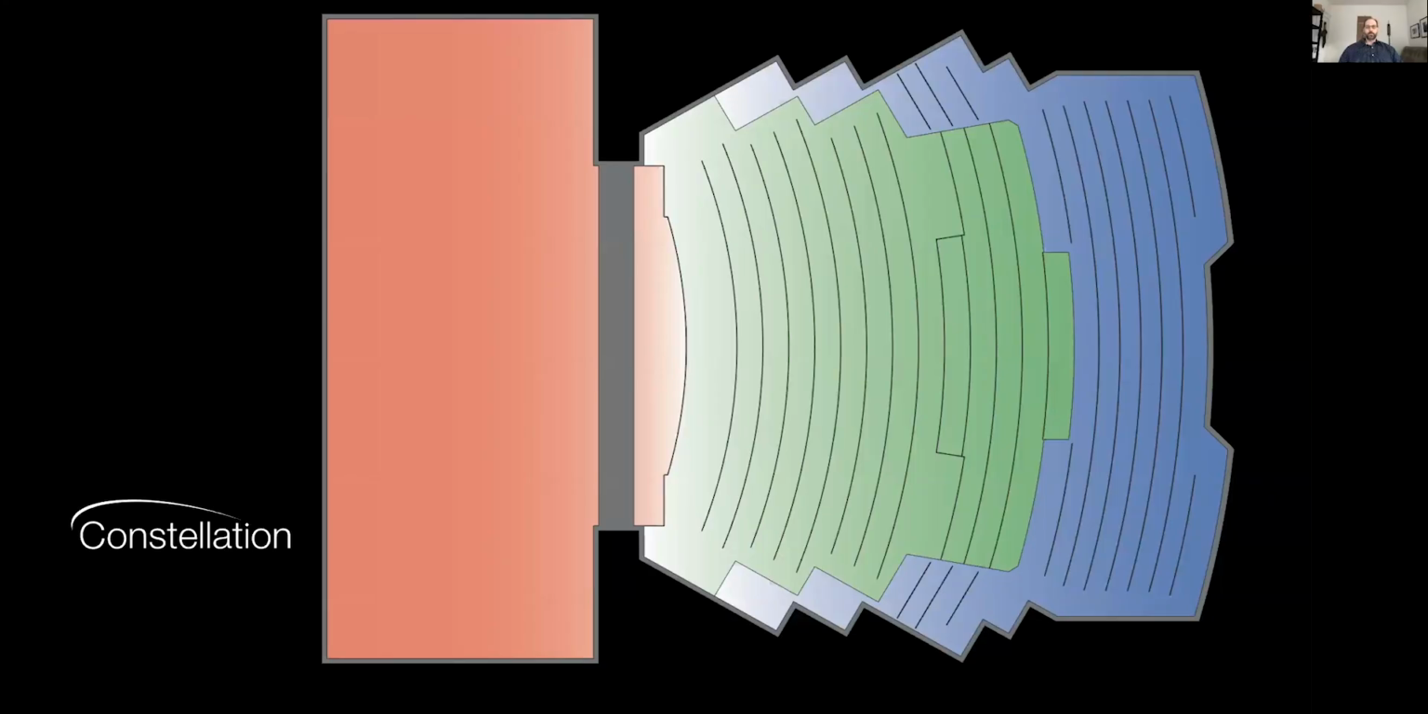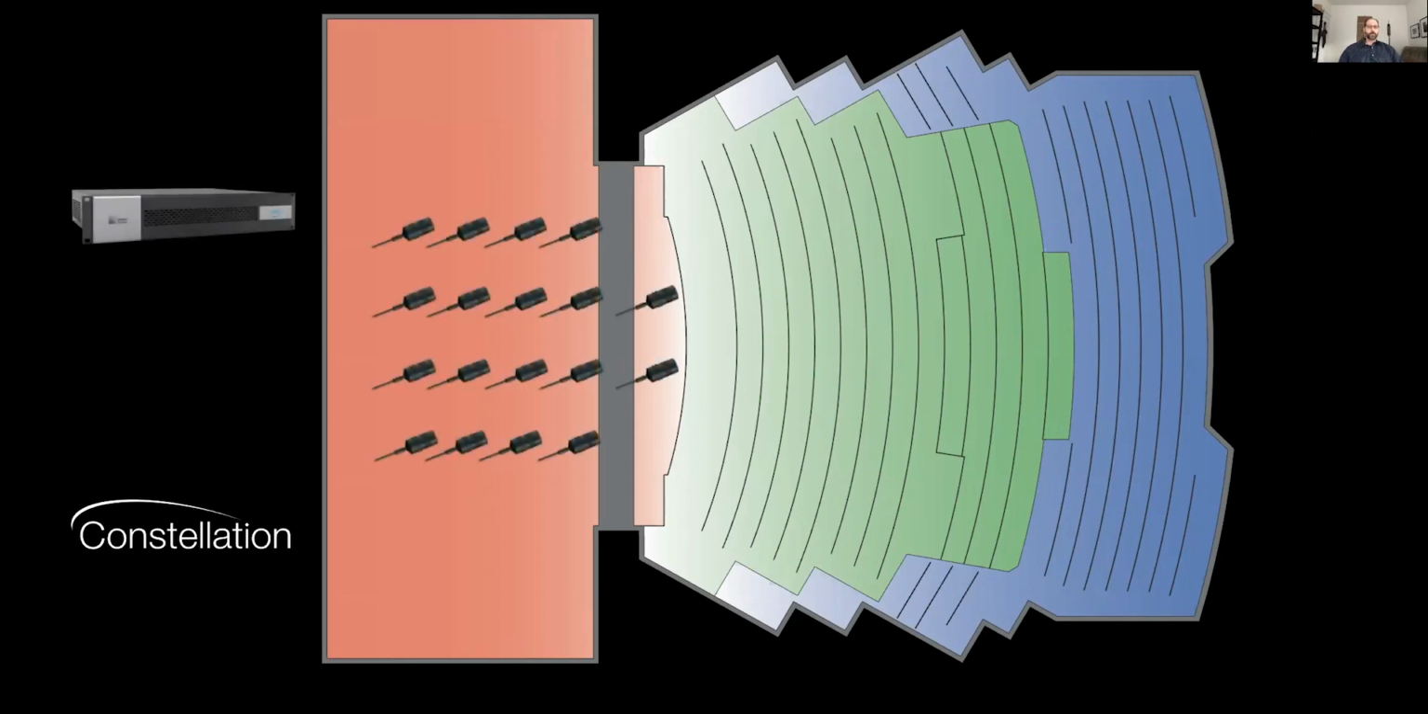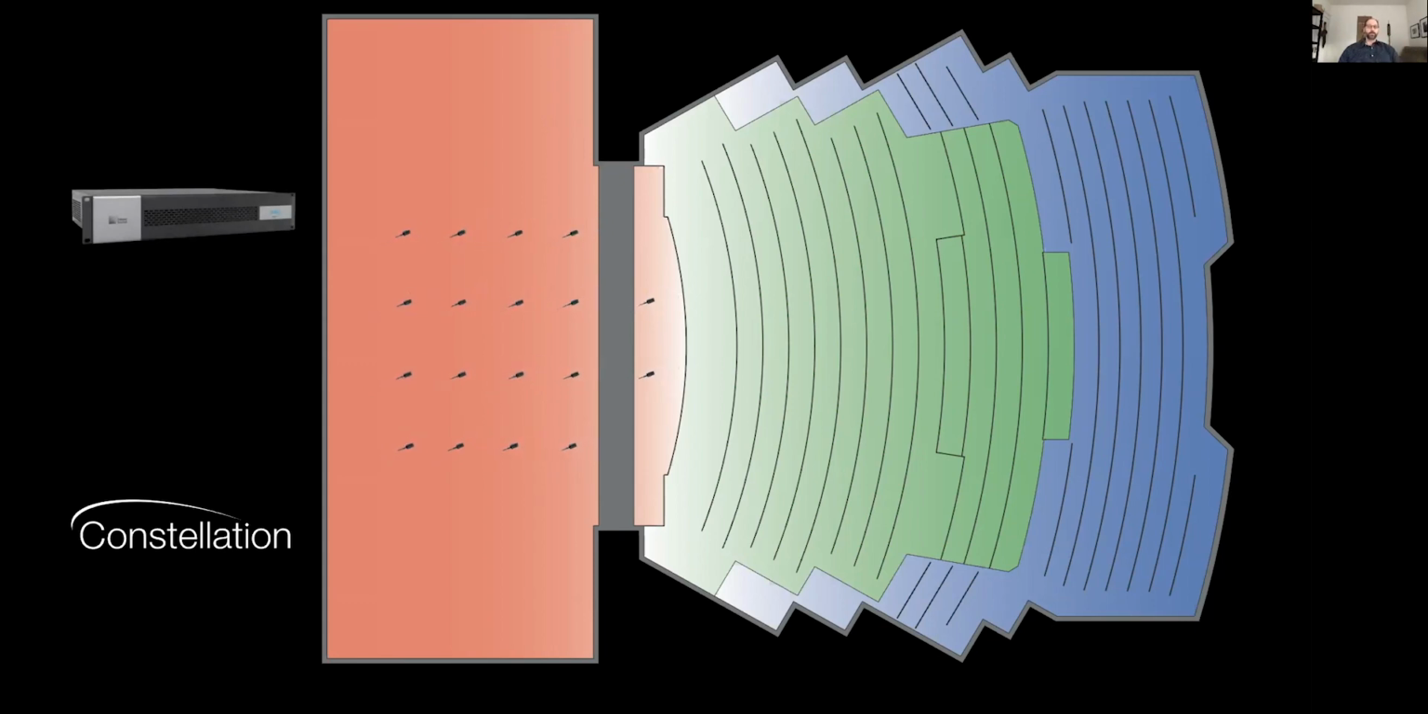So we're going to see an example of how a typical layout of a Constellation system. So here we have a typical performing arts center. We'll start by putting microphones over the stage. And again, those are to create those early reflections. But on top of that, they're also going to be used to create the reverberation on stage.